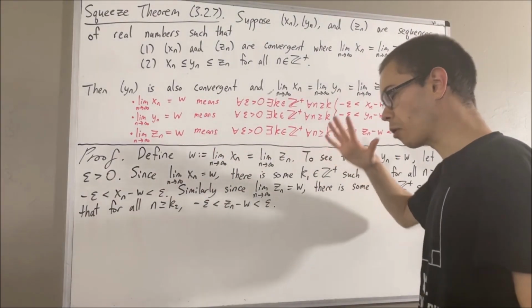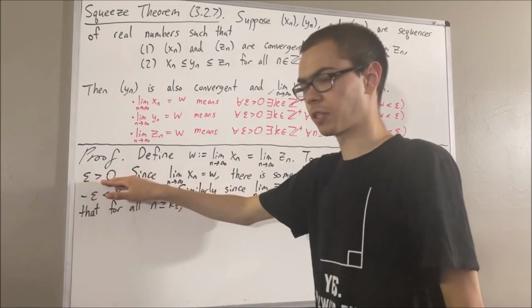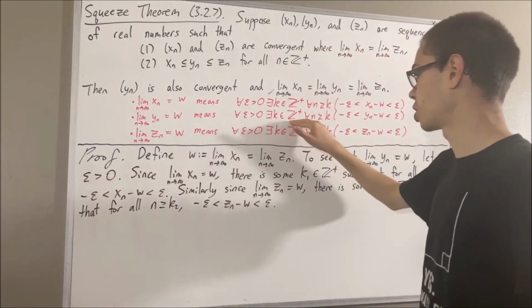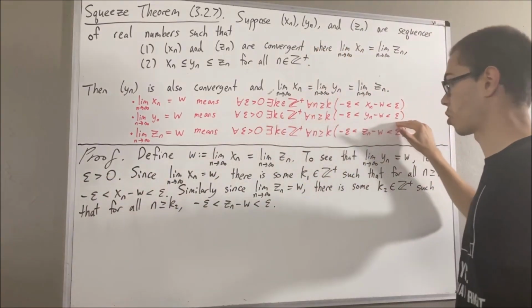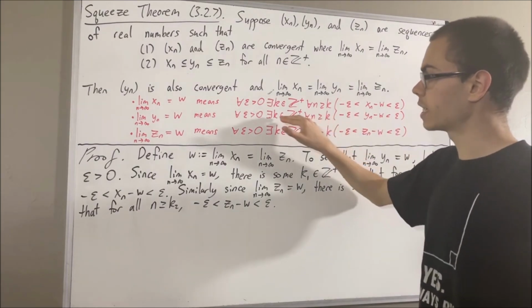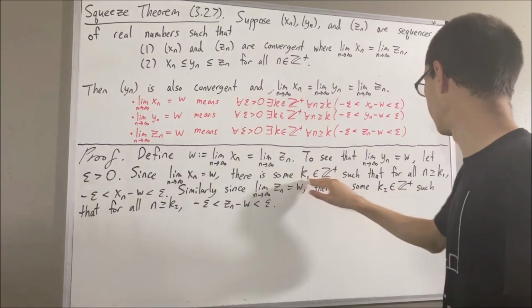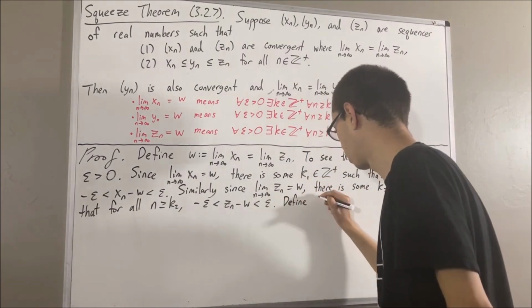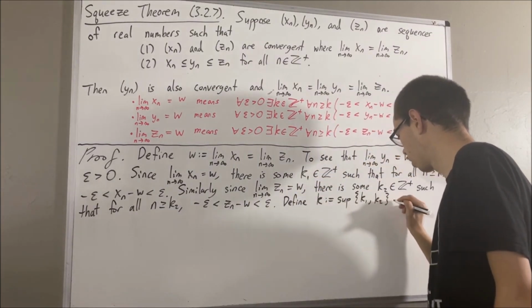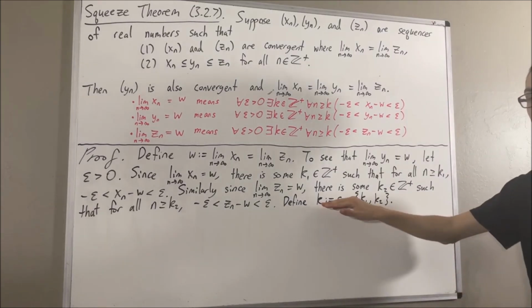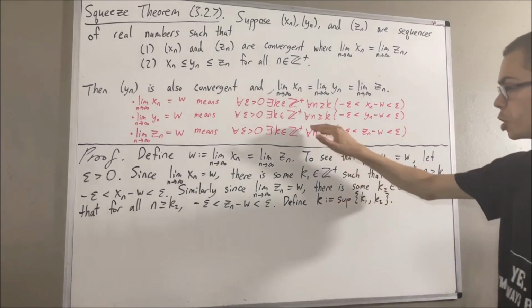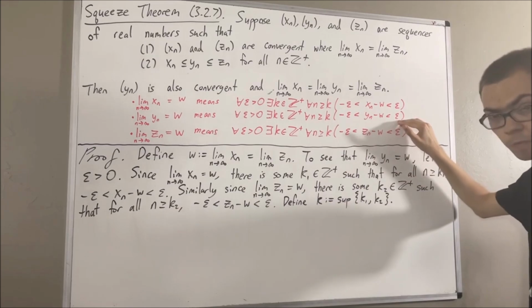Now remember, our whole goal with this arbitrary epsilon greater than 0 is to find a positive integer which makes this statement turn out true. Well, we're going to take this positive integer to be the bigger of k1 and k2. And with this choice of k, we proceed to show that this statement is true.